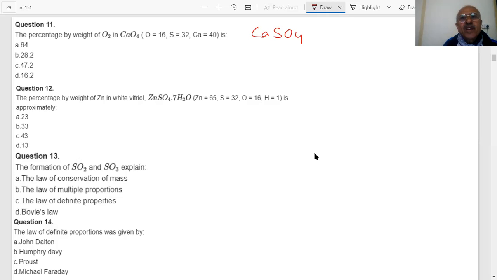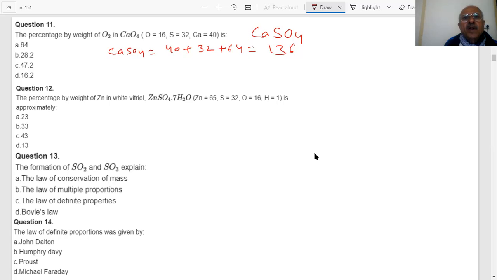How much is O2 in CaSO4? These are the C part. What is the molecular mass of this? Calcium 40, sulfur 32, oxygen 64. How much is it coming?